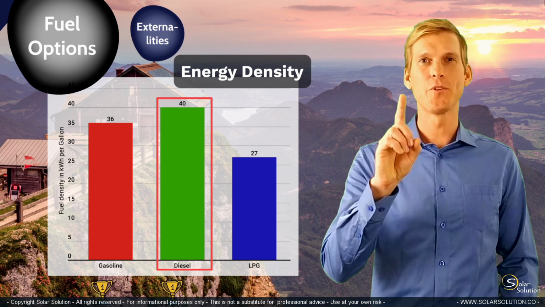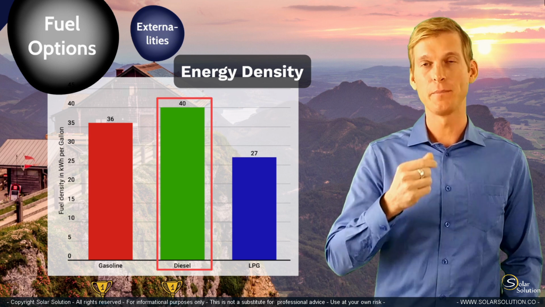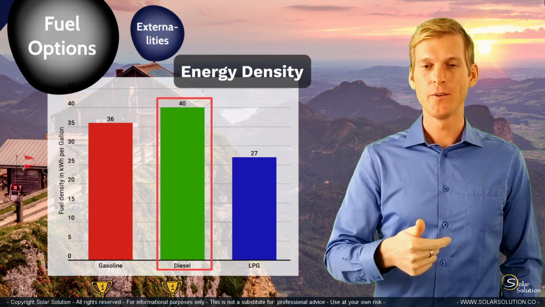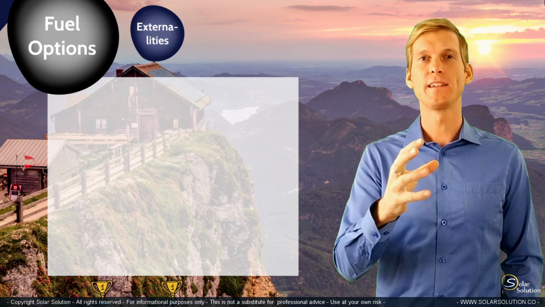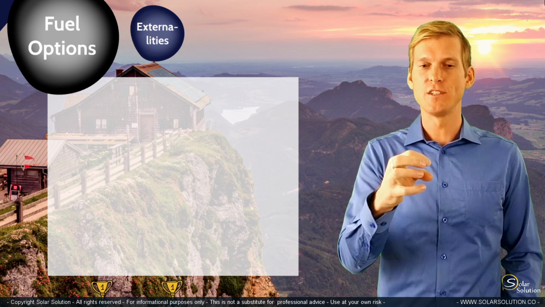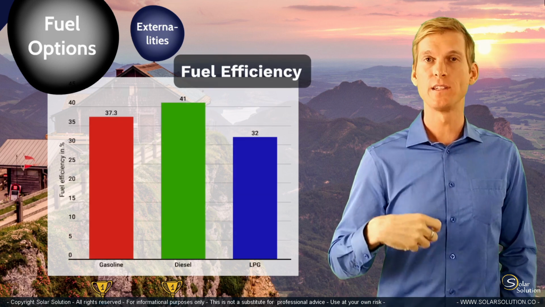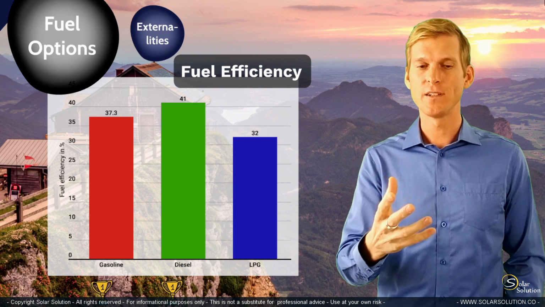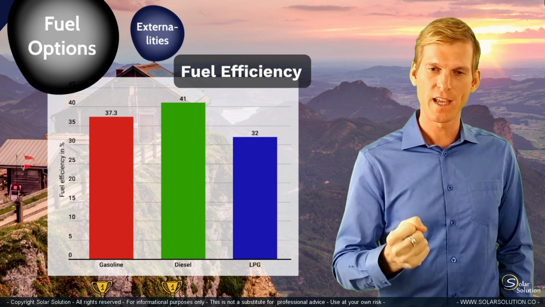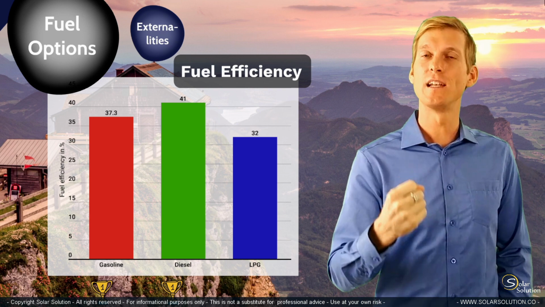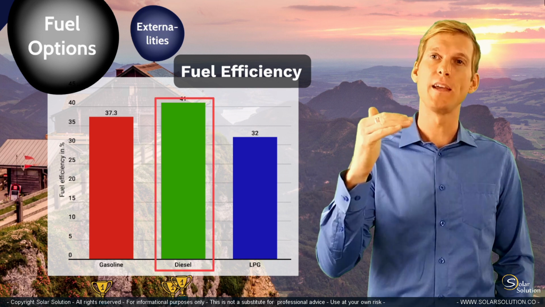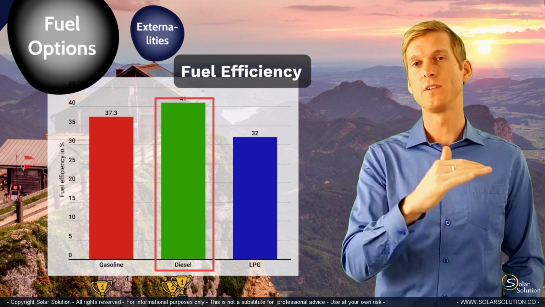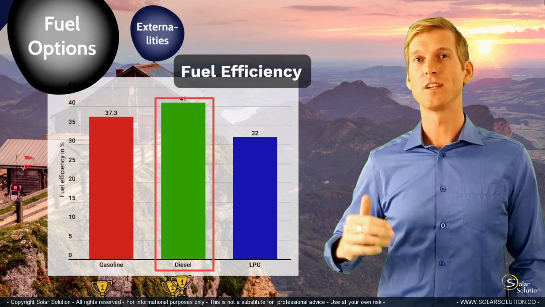So let's draw one more comparison. We compared it based on the price you pay for the fuel. We compared it on the energy density of the fuel. Now for the last one, let's look at the fuel efficiency. So if you take this fuel and you burn it in an internal combustion engine, what is the amount of energy that you can recuperate out of the liquid fuel? And here we can see that diesel is winning again. So diesel has got the highest fuel efficiency compared to gasoline, and LPG has got the lowest one.